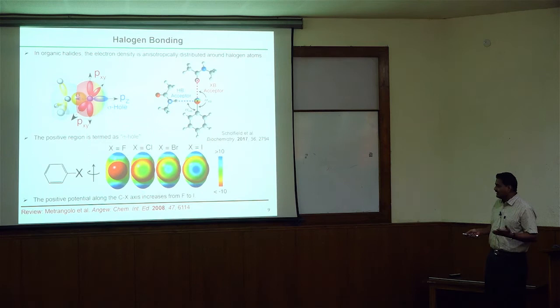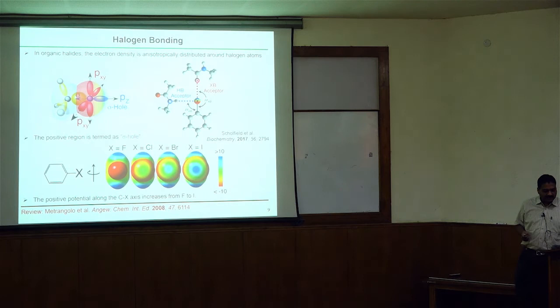The strength of halogen bonding increases from fluorine to iodine because the sigma hole, the positive potential along the C-X axis, increases from fluorine to iodine. And this can also be involved in halogen bonding as well as hydrogen bonding, because the negative belt of the halogen can form hydrogen bonding, and the sigma hole can form halogen bonding. Such interactions are becoming more and more important in medicinal chemistry now.